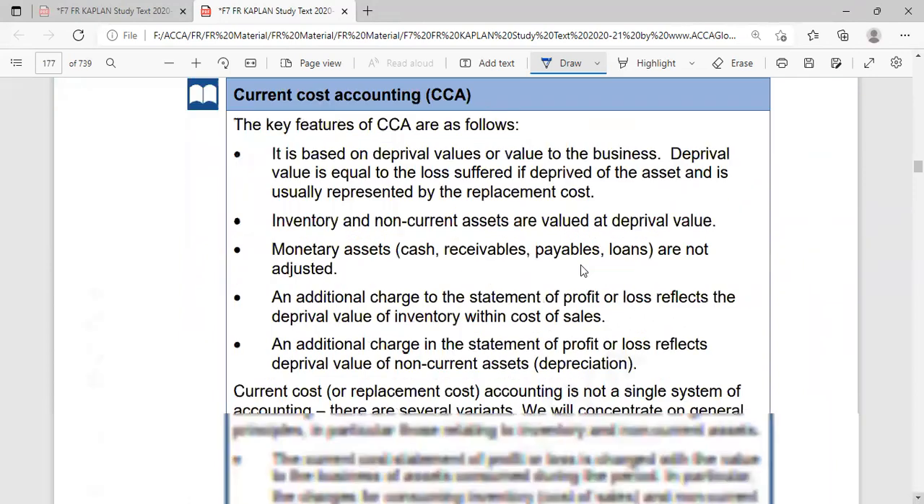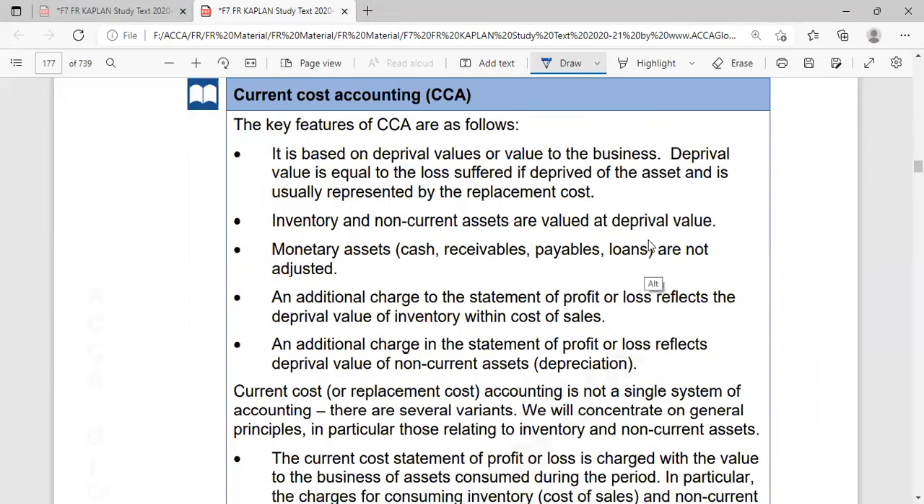Next, the second alternative to the historical cost approach. What is the second alternative to the historical cost method? It is current cost accounting. In the case of current cost accounting, this technique is adopted in place of current purchasing power or replacement cost accounting technique for price level changes.